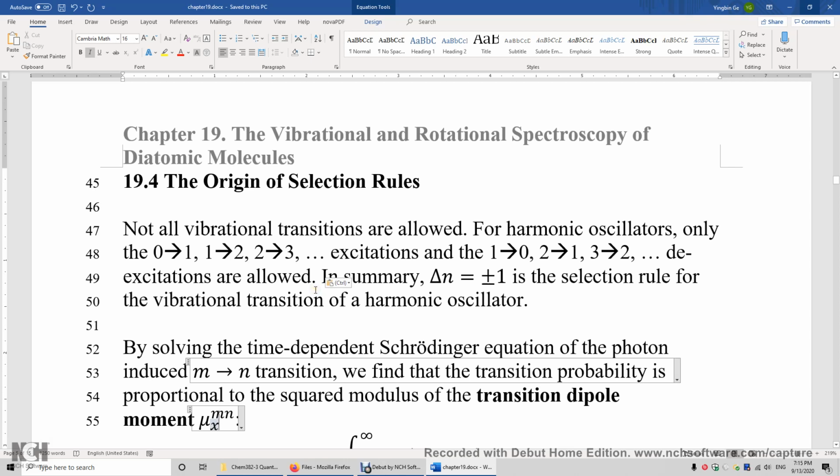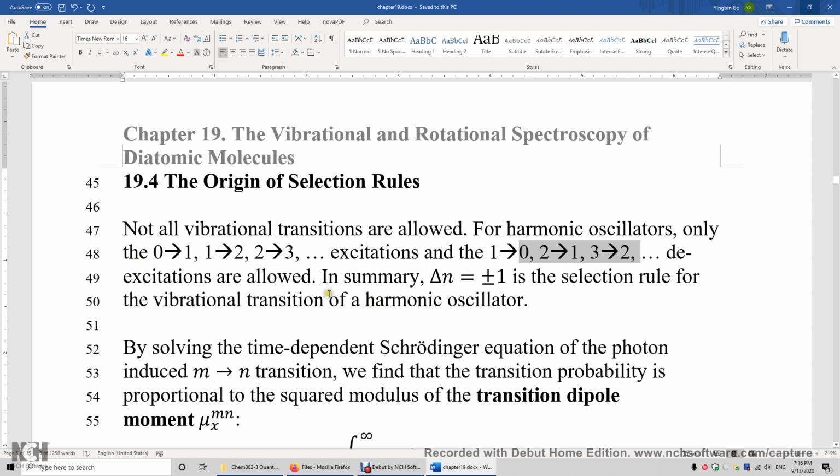Section 19.4. The origin of selection rules. Not all vibrational transitions are allowed. For harmonic oscillators, only the 0 to 1, 1 to 2, 2 to 3, 3 to 4, 4 to 5 excitations, and the 1 to 0, 2 to 1, 3 to 2, 4 to 3, 5 to 4, etc. excitations are allowed. So now you can tell that delta n must be plus or minus 1. Either the quantum numbers increase by 1 or they decrease by 1. And this is the selection rule for the vibrational transition of a harmonic oscillator.